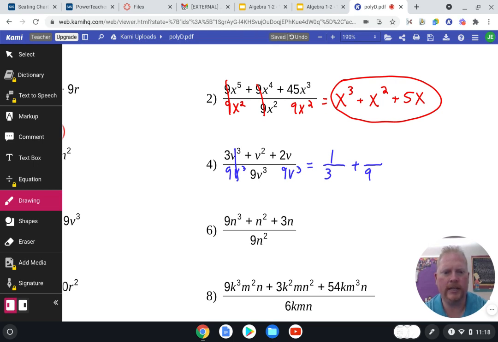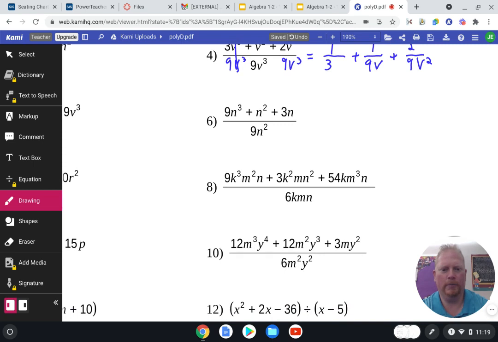And where do I have more v's? I've got one more in the denominator. And since there's nothing left in the numerator, I'll just put a 1 there. The last fraction, bring over the plus sign. 2 over 9 can't reduce, so I'll just leave it as 2 over 9. And where do I have more v's? I've got 2 more in the denominator. So 9v squared. Okay? So in this one, nothing worked out perfectly. I had fractions for all 3 answers. And sometimes that's okay.